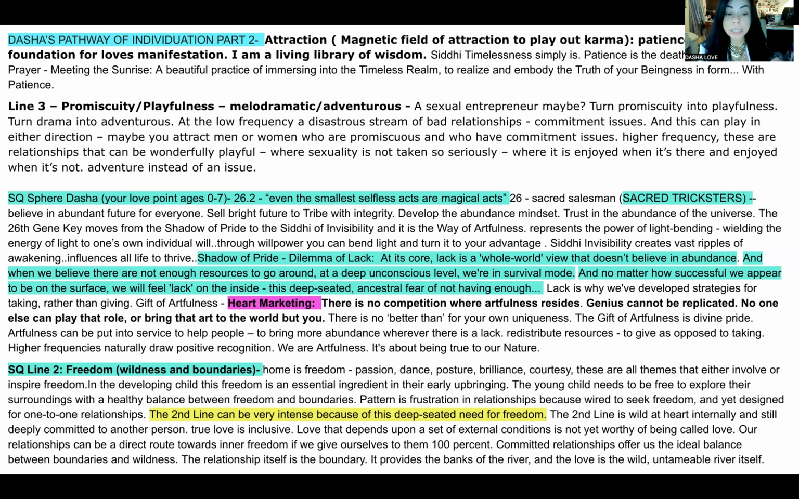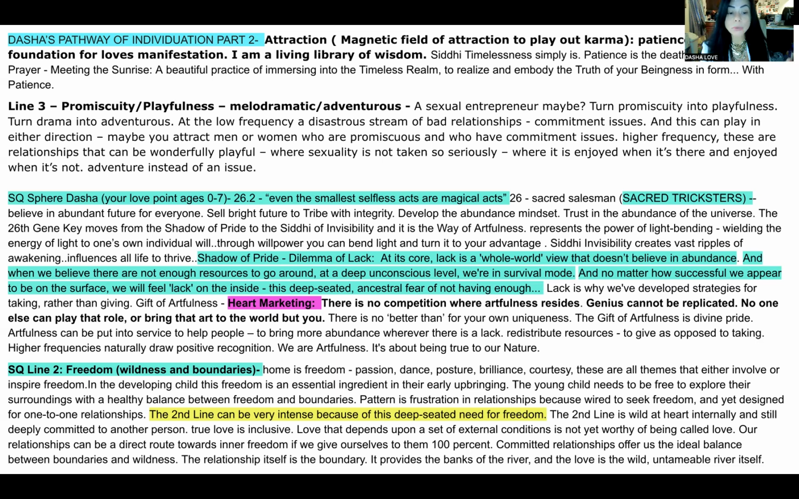So the gift here is the gift of artfulness, is the heart marketing, right? There's no competition where artfulness resides, because genius cannot be replicated. So no one can play that role or bring the art to the world but you. There's no better you for your own uniqueness. So the gift of artfulness is divine pride.